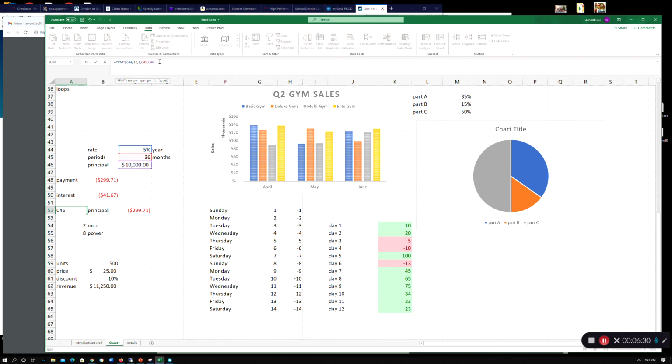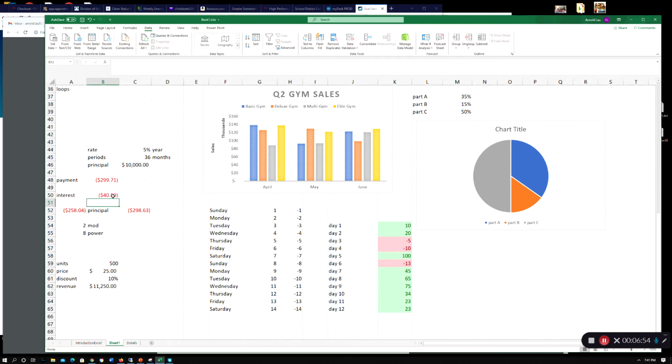Okay, and for a sanity check, I just took this and this, added together, and you get $299.71, which makes exact sense, right? So you pay each month a payment, and part of that payment is interest, part of it is for principal. Now let me change this to 12.